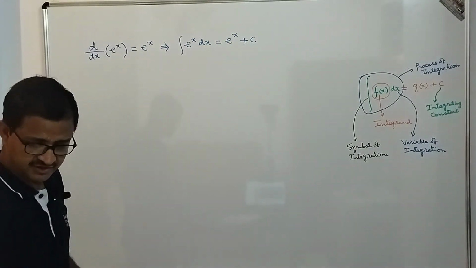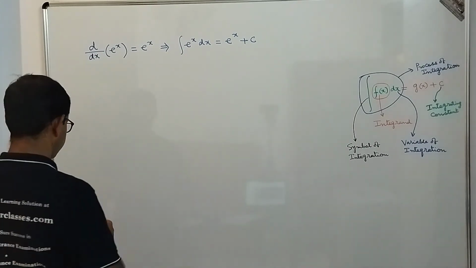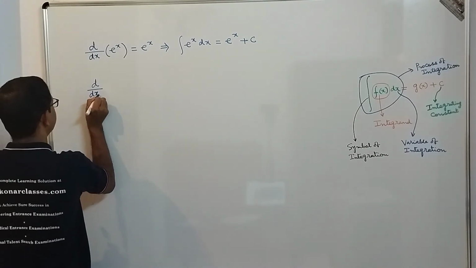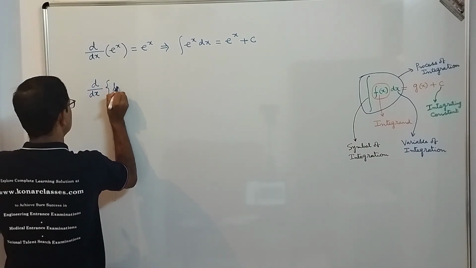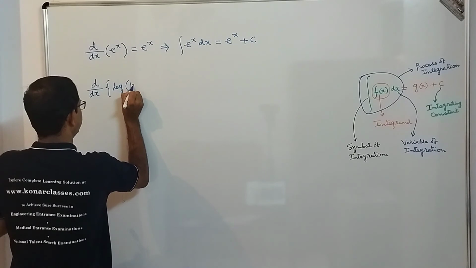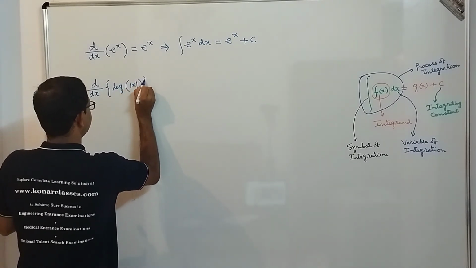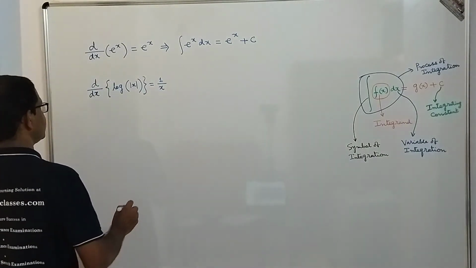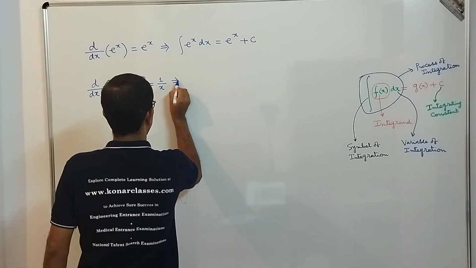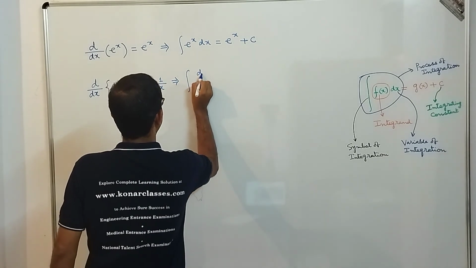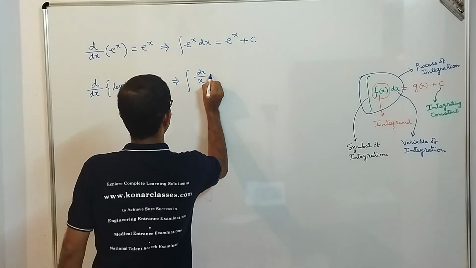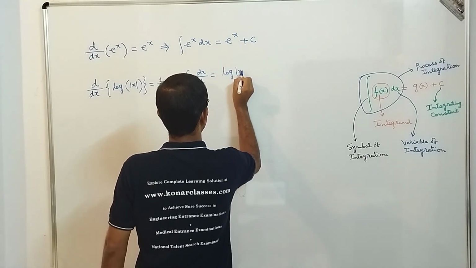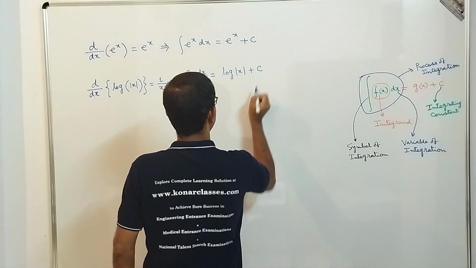The next formula is that d/dx of log of mod x is equal to 1 by x. So that implies integration of dx by x is equal to log of mod x plus c.